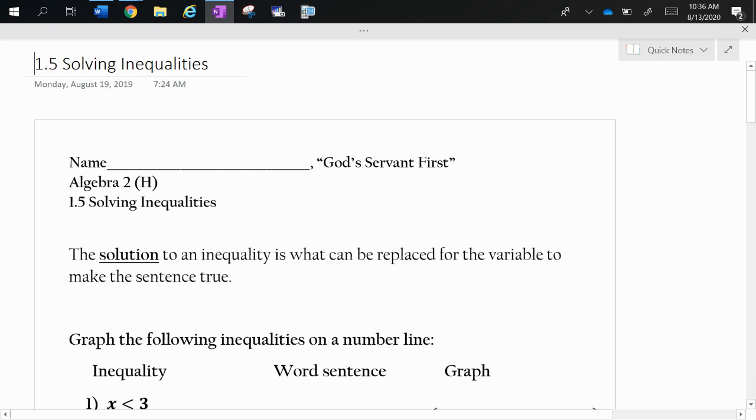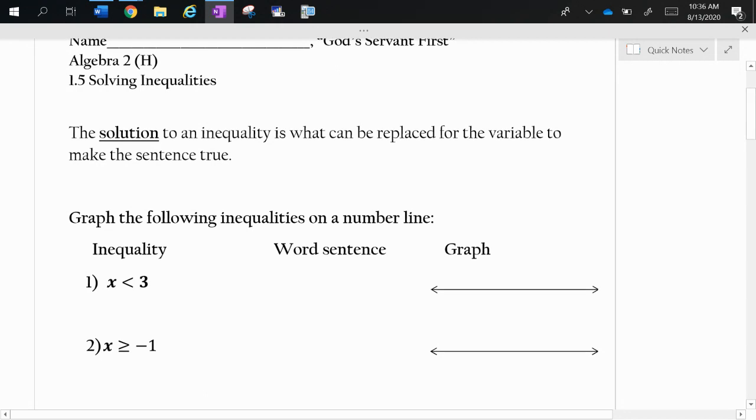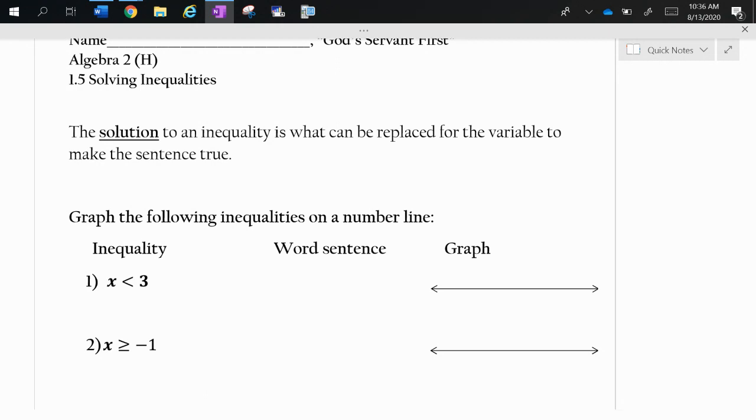Today's lesson is about inequalities. The first thing we want to look at is that the solution to an inequality is what can be replaced for the variable to make the sentence true. So any number that we can replace for the variable that makes the inequality true can be called a solution to the inequality.